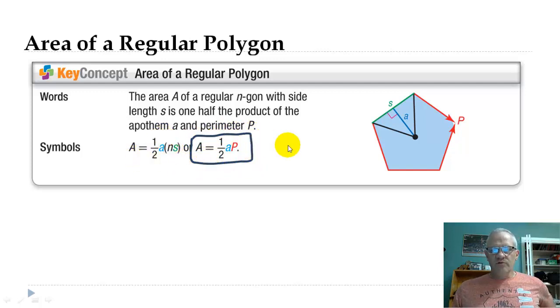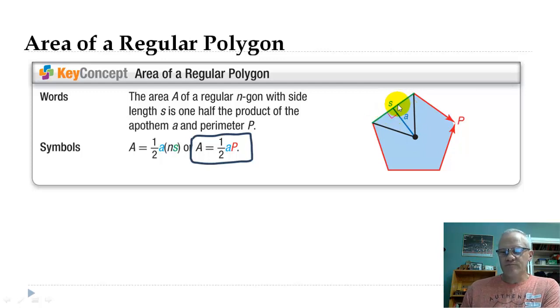What did we do before? Remember when we did the one little triangle, we did the area equals 1/2 base times height. Well, the base is S, the side length. The height was the apothem. So base times height is the side times the apothem.